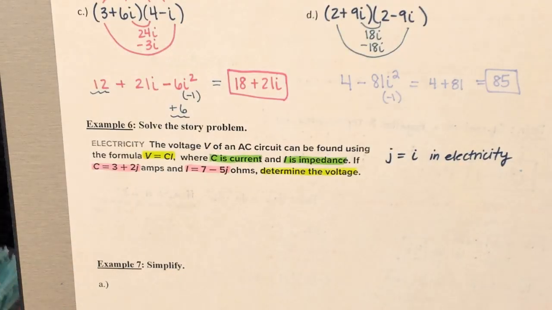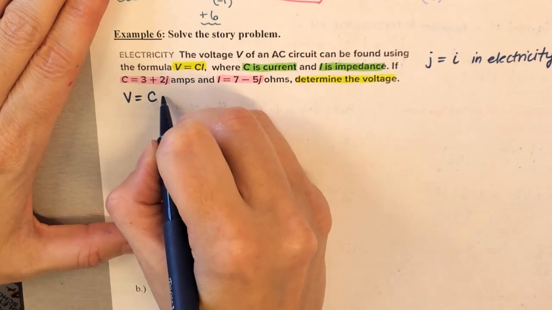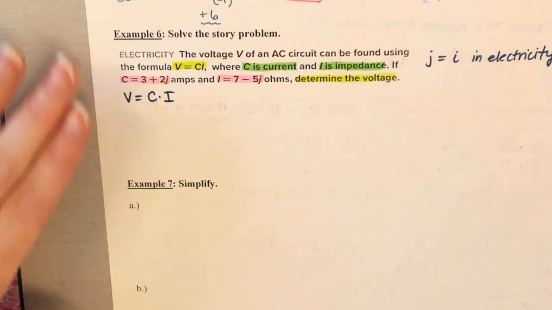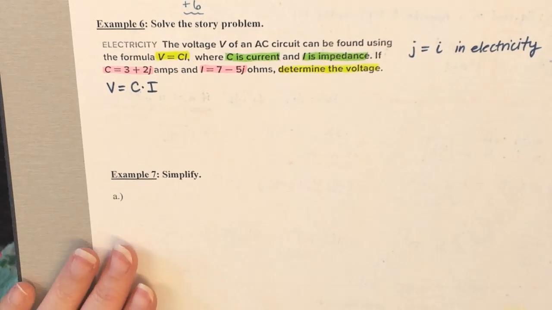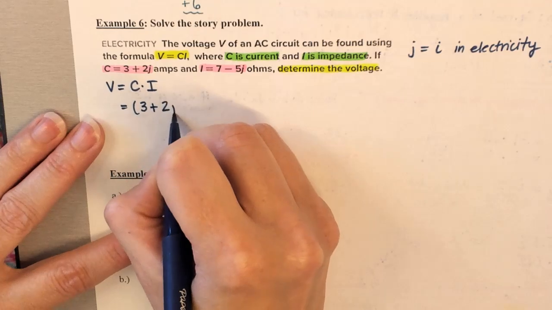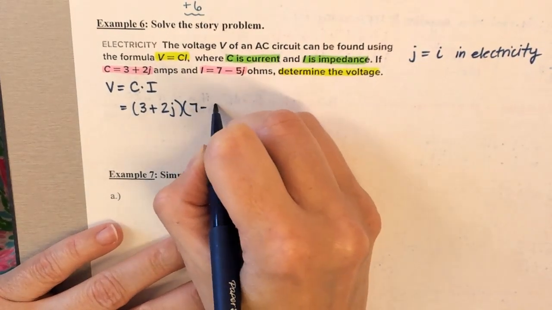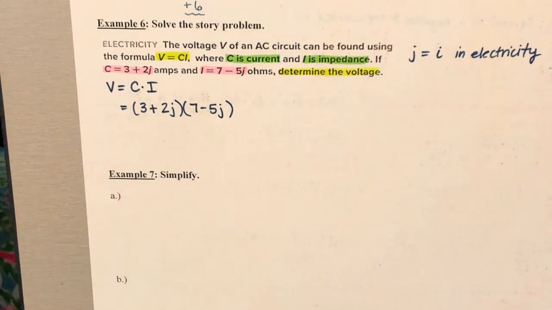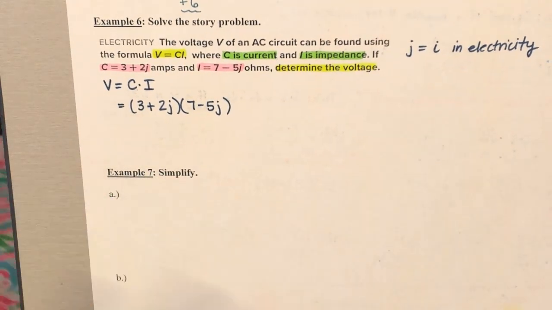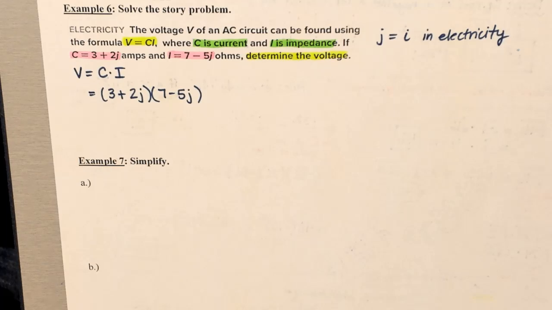Okay, so your equation, the voltage is equal to C times I. We're going to plug in 3 plus 2J for C. We're going to plug in 7 minus 5J for I. Okay, and then I'm going to let you go ahead and FOIL. And then again, make sure that you write your answer in A plus BI form. Okay?